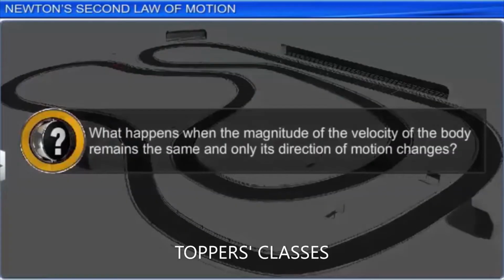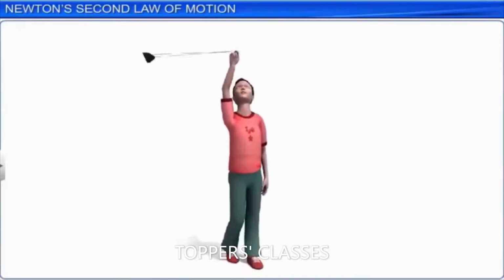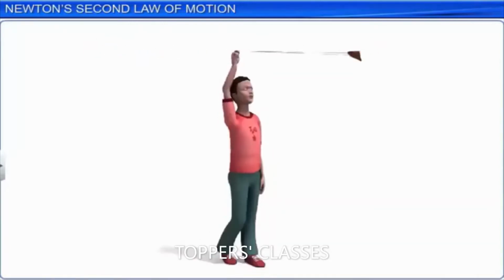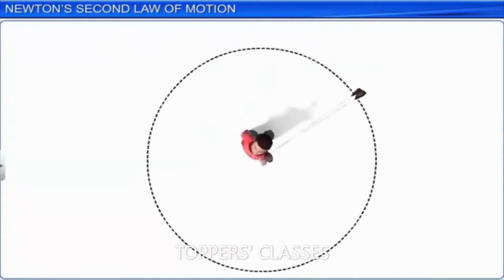What happens when the magnitude of the velocity of the body remains the same and only its direction of motion changes? Since the velocity vector changes direction continuously, the momentum vector also changes direction continuously, and this change requires some force. Consider a sling being whirled such that the stone and the thread rotate in a horizontal plane with uniform angular velocity. The magnitude of the linear velocity of the stone remains constant, but its direction changes continuously. To sustain this kind of motion, we have to continuously apply a pulling force on the thread.